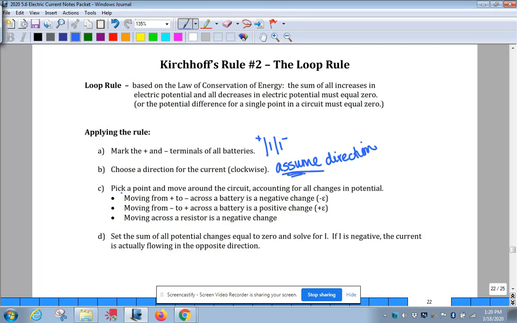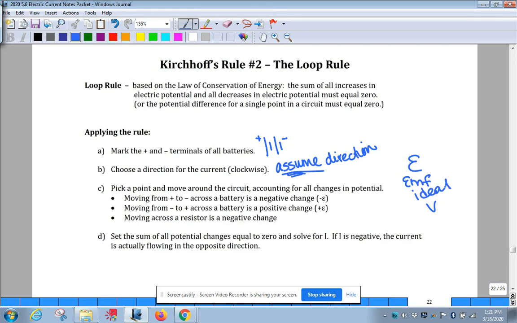All right, so you're just going to pick a random point around the circuit, and you're going to account for all the changes in potential. So the rules are, if you go from the positive side to the negative side of a battery, then you have a negative change in potential. This symbol, the E over here, just represents EMF. That's the ideal voltage that you would see if you had no losses of energy through a battery. And all batteries have a little bit of a loss of energy. So when you see EMF, that just is saying ideal voltage without any losses.